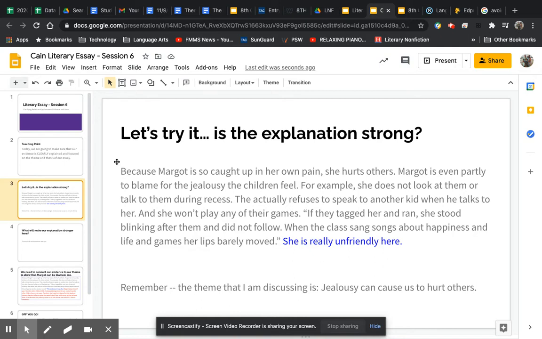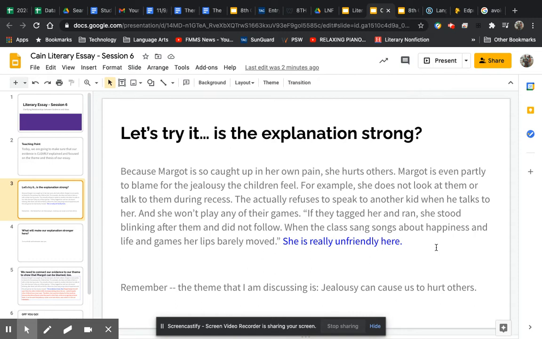Because Margot is so caught up in her own pain, she hurts others. Margot is even partly to blame for the jealousy the children feel. For example, she does not look at them or talk to them during their recess. She actually refuses to speak to another kid when he talks to her, and she won't play any of their games. If they tagged her and ran, she stood blinking at them and did not follow. When the class sang songs and happiness about life and games, her lips barely moved. She is really unfriendly here.